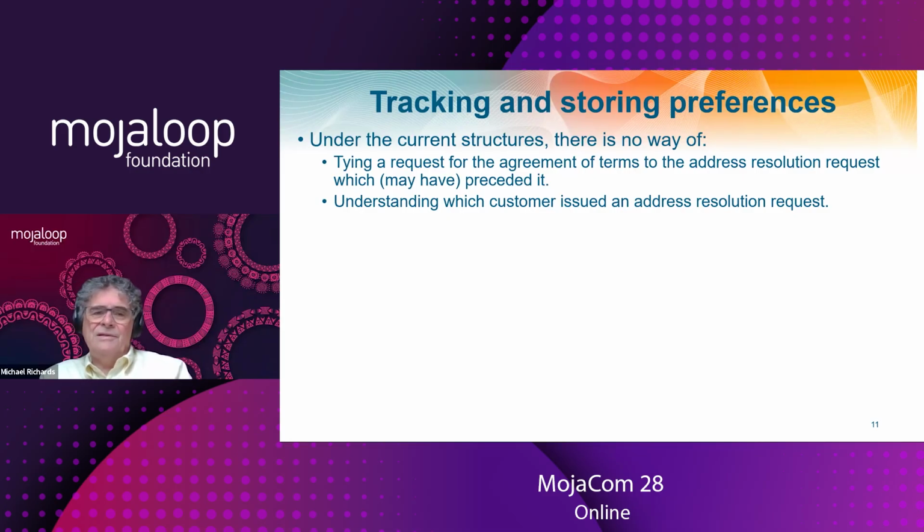We also, and this is more problematic, I think, don't have any way of understanding which customer issued an address resolution request. Now, what I said is the question of which DFSP to send a payment to is not a question that can be answered in general. Different customers, different senders might have different answers to the question, who should I send this payment to? Which entity should I send this payment to?